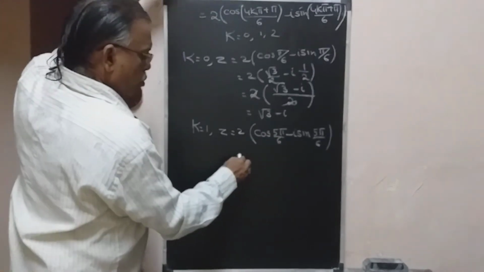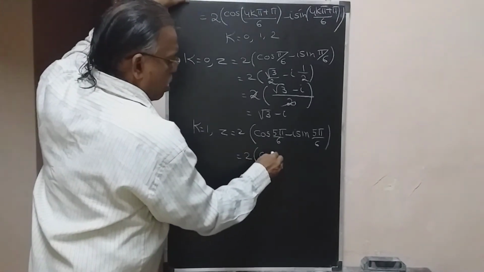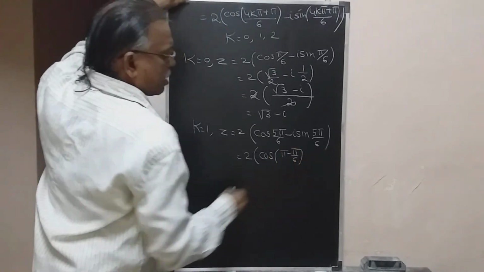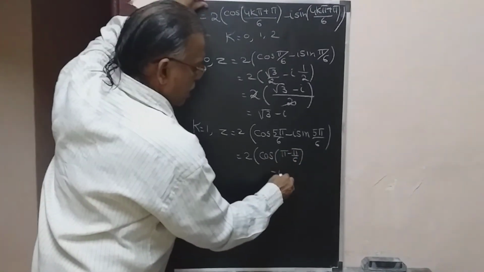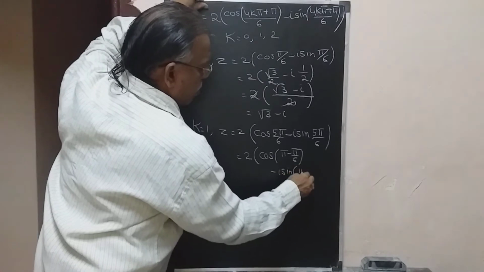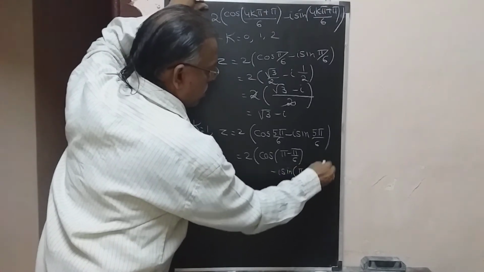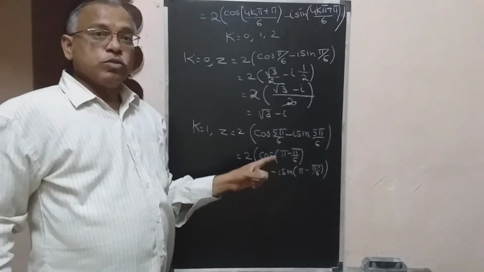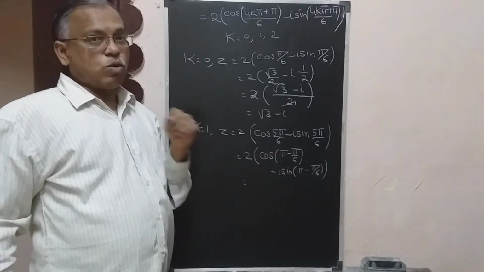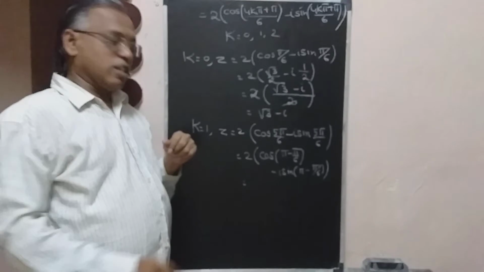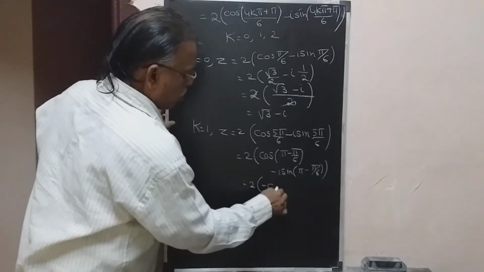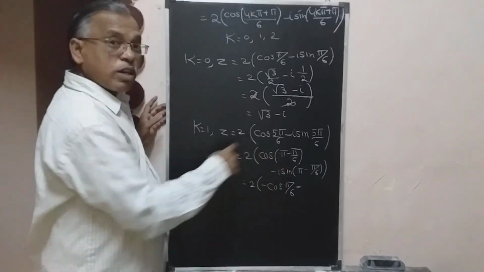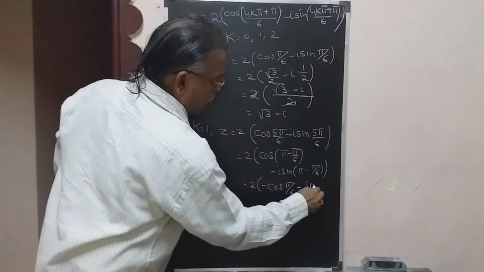Okay? So 2 into cos of pi minus pi by 6, I can write it here. Minus I into sin of pi minus pi by 6. So what is cos of pi minus theta? Which quadrant? That is second quadrant, negative. So minus cos theta. So 2 into minus cos pi by 6 minus, this is second quadrant, sin positive. So sin pi by 6.